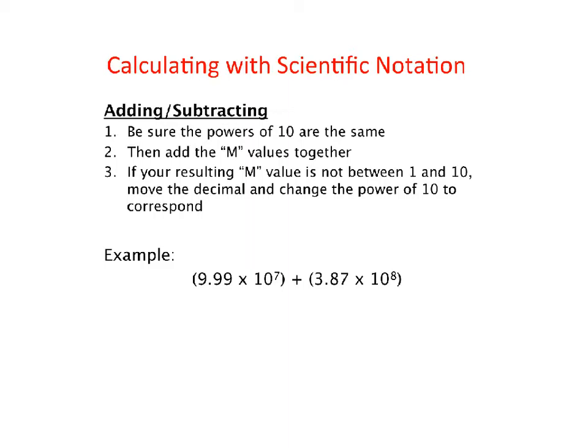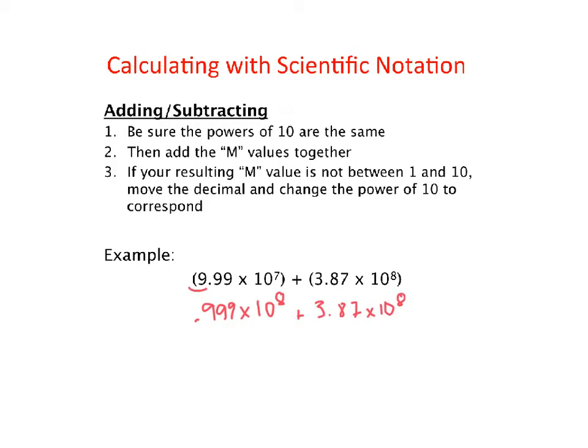If the exponent is getting larger, the number must be getting smaller. So if we're going to be changing the first number to be something times 10 to the 8th, or in other words, we're making the exponent one place higher, we're going to actually move the decimal place one place in order to make it a smaller number. So it's going to be 0.999 times 10 to the 8th plus 3.87 times 10 to the 8th.